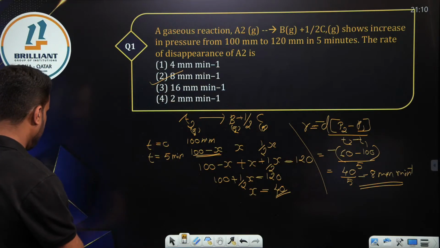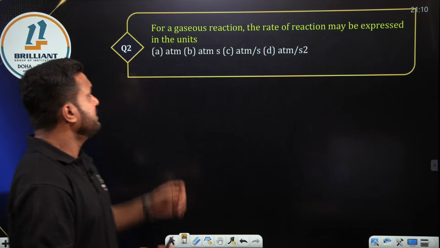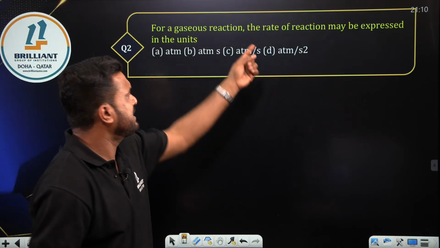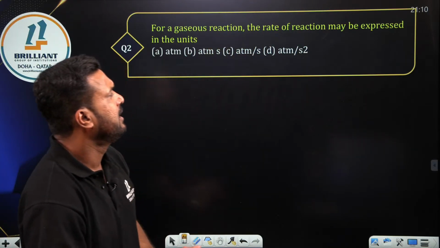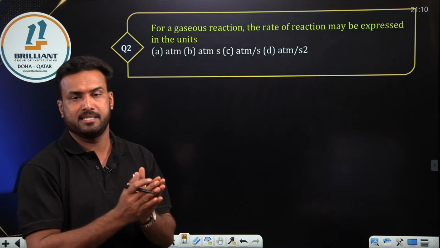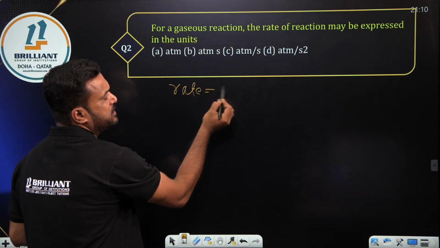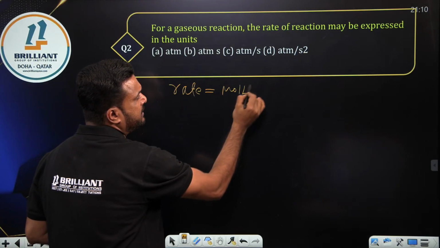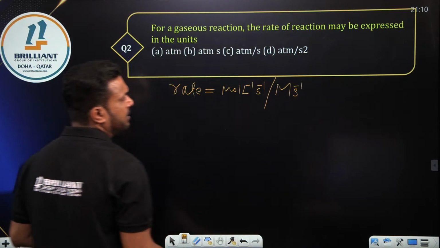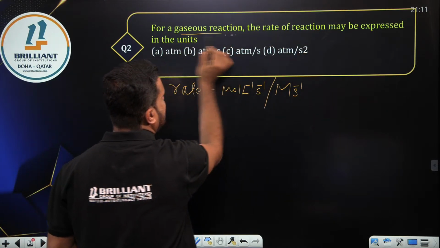Hope you understood. Now we will go to the second question. See, the second question is for a gaseous reaction. This is the easy one. For a gaseous reaction, the rate of reaction may be expressed in the units. Normally, you know that rate has a unit based on concentration. So what is the unit of rate based on concentration? You know that one: mole liter raised to minus 1 second raised to minus 1, or you can write molar second inverse. But here they are talking about a gaseous reaction.